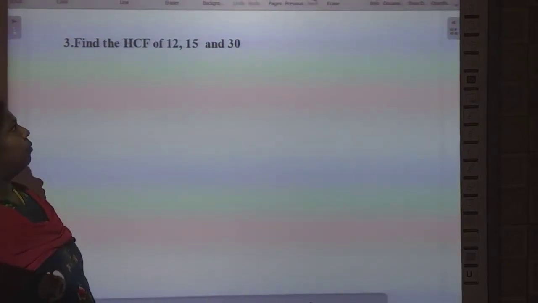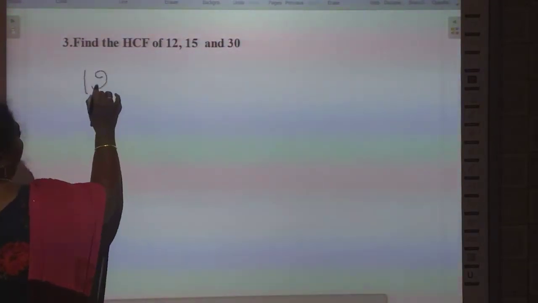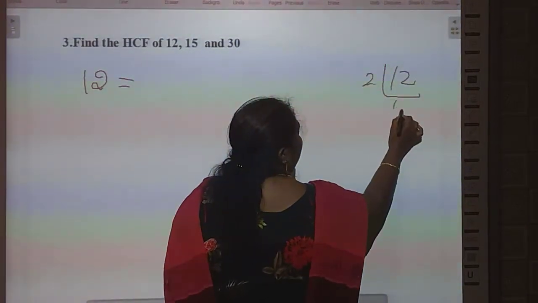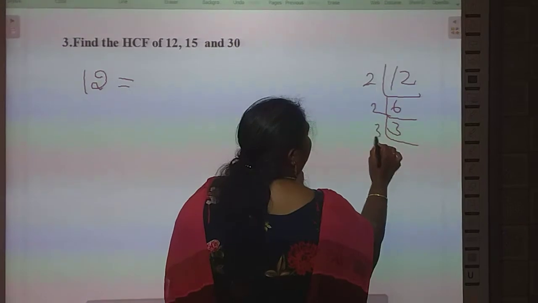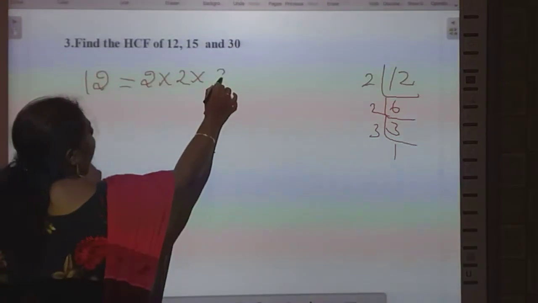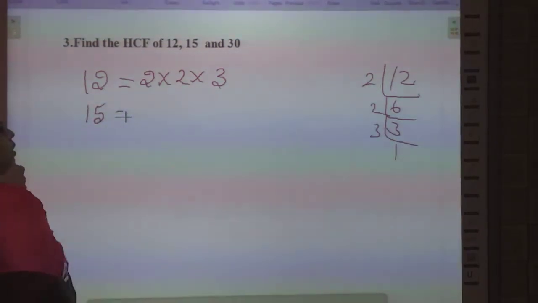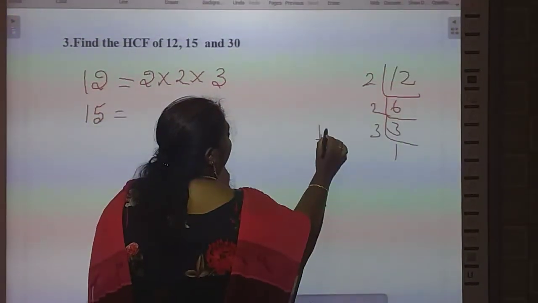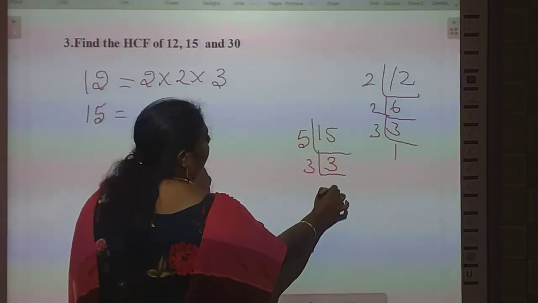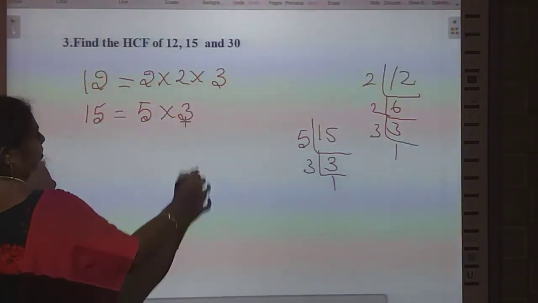See, find the HCF of 12, 15 and 30. Okay. So first we are going to find the prime factors of 12. Second table 6 times, second table 3 times, third table 1 time. Right? So factors 2 into 2 into 3. Next, 15 prime factors. Fifth table only we can use, right? 3 times. Third table 1 time. You can write 5 into 3.